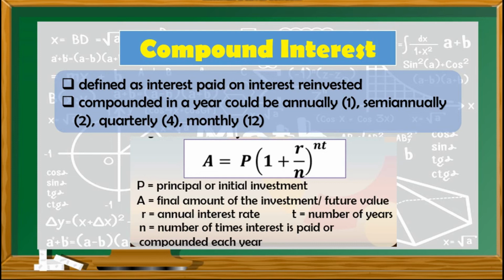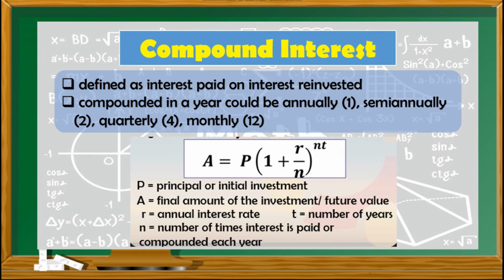P stands for the principal, or the initial amount of investment. A is the final amount, or the future value. R is the annual interest rate. N is the number of times the interest is paid, which is called the compounding period. And t is the number of years.